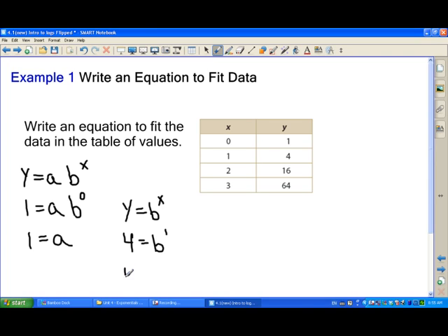Anything raised to the power of 1 is itself. So this is telling me my base is 4. So based on this table of values, my exponential equation is y equals 4 to the power of x.